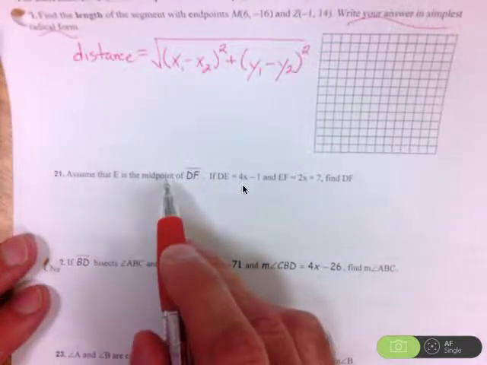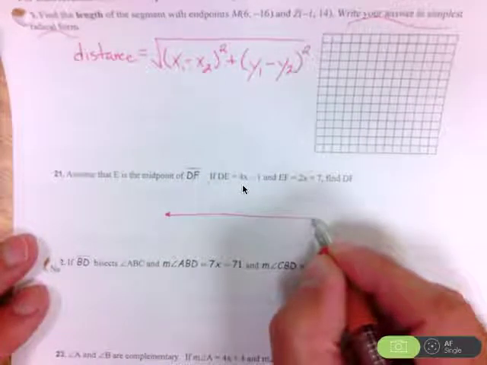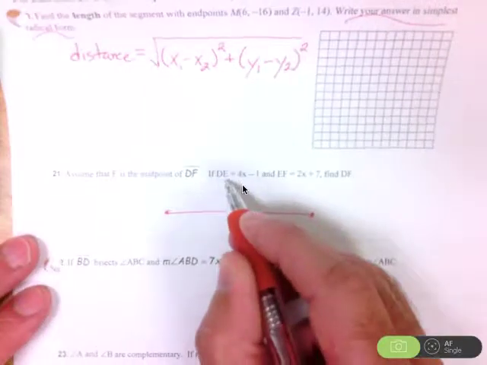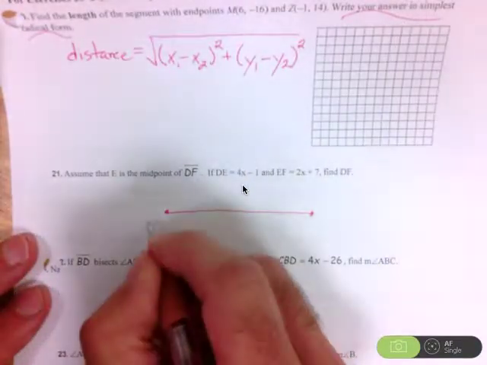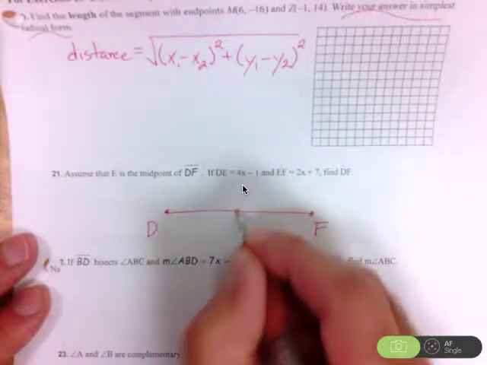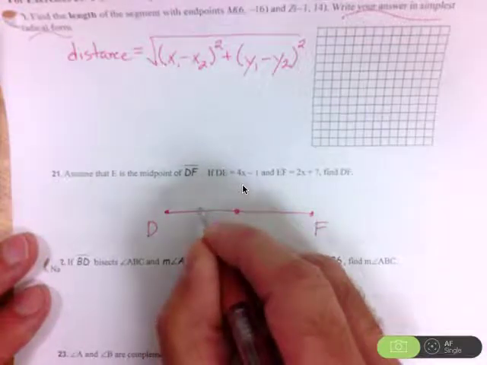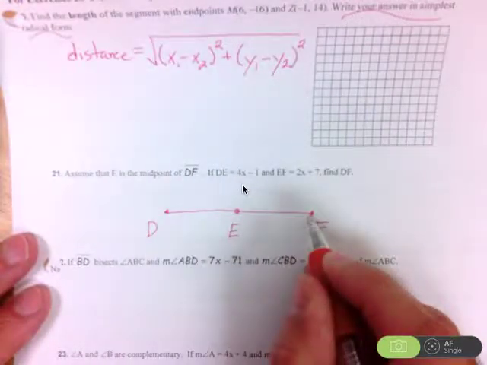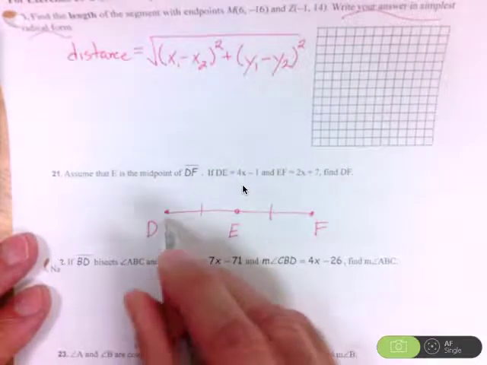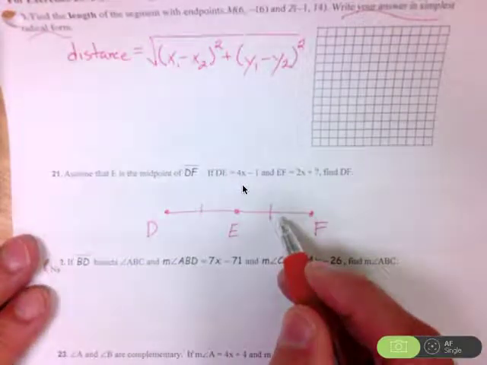E is the midpoint of DF. So this is not a question about coordinates. This is a question where these expressions represent the lengths of the segments. So the endpoints are D and F, and E is supposed to be the midpoint. So not only is it in between D and F, it's in between it just so that DE and EF, those lengths are the same. That's what it means to put it in the middle.